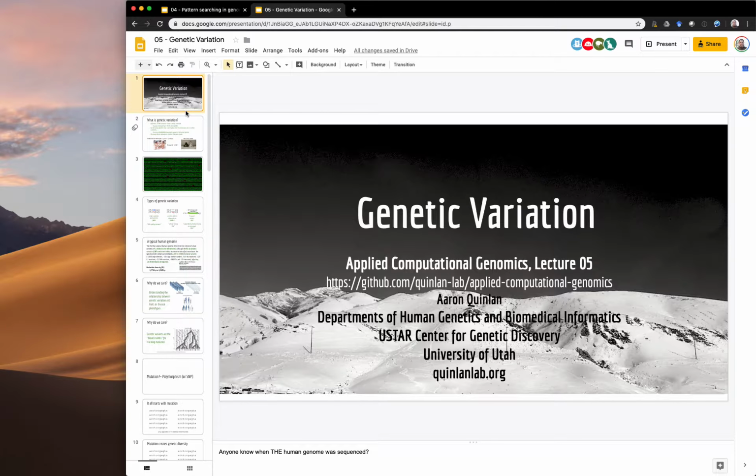We're going to transition. Last time we talked about the human reference genome. Now we're going to talk about one of the fundamental reasons that the reference genome was created. That is to study genetic variation in the human population.